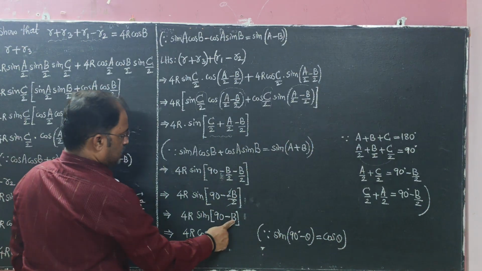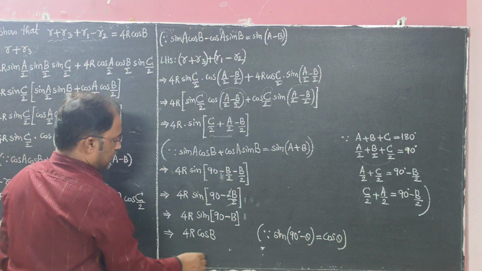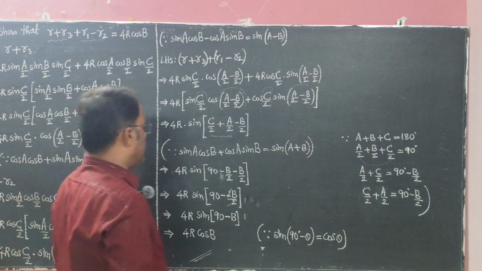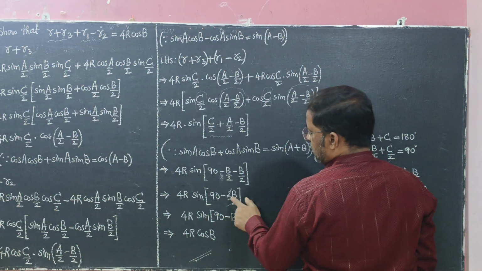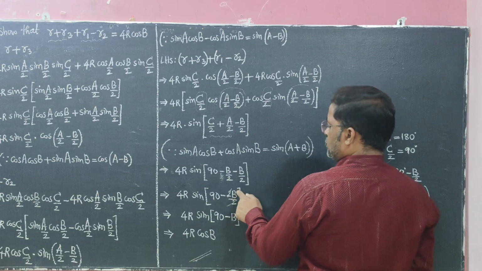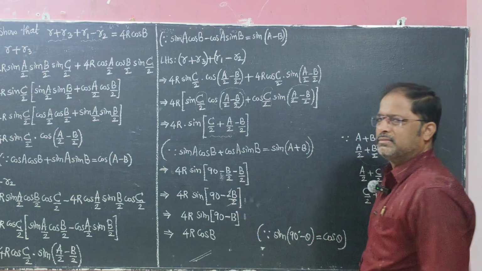Sin of 90 minus theta equals cos theta. Theta के प्लेस में b. So 4R cos b. Minus b by 2, b by 2 कितने बार है? 2 बार. So minus 2 into b by 2. 2 cancel, R, LCM whatever may be.